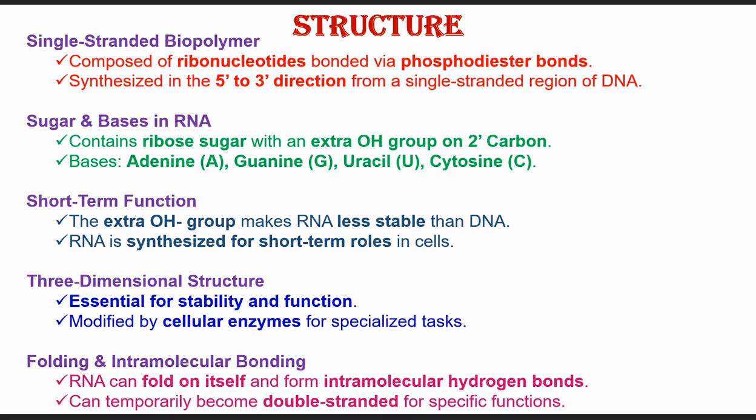The three-dimensional structure of RNA is critical to its stability and function. RNA, being a single-stranded molecule, can form a complex structure by allowing its ribose sugar and bases to be modified by the action of cellular enzymes to perform different functions. They are even capable of folding on themselves and showing intramolecular hydrogen bonding between complementary regions, making it a double-stranded molecule to exhibit specific functions.